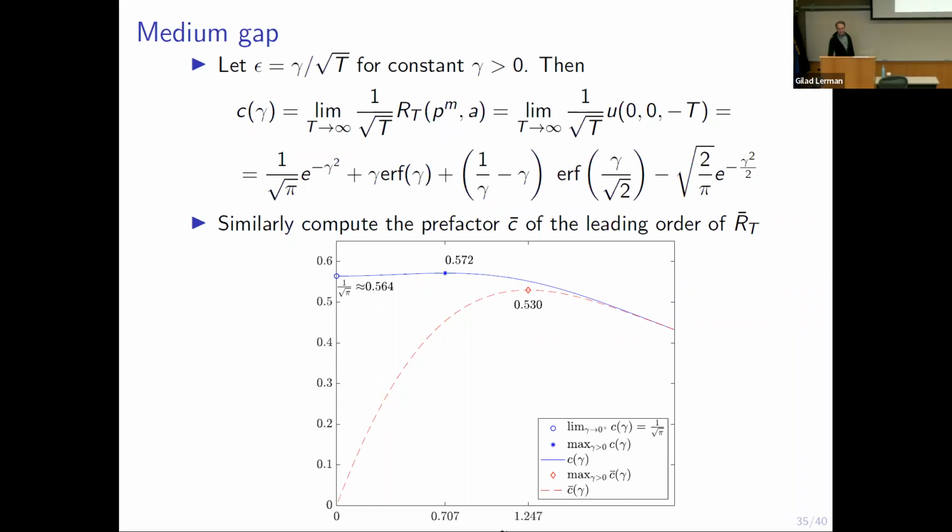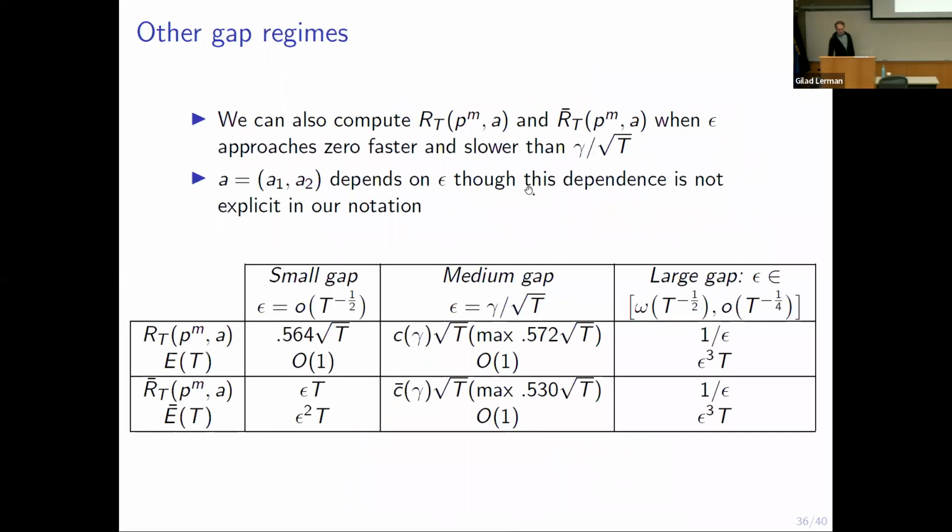So we can plot the prefactor as a function of gamma. The dotted line is the pseudo regret. The straight line is the regret. You can numerically maximize them, so you could find the distribution. We could find the value of gamma and the value of epsilon that inflicts the highest regret, the highest pseudo regret. And you could also look at other gap regimes.